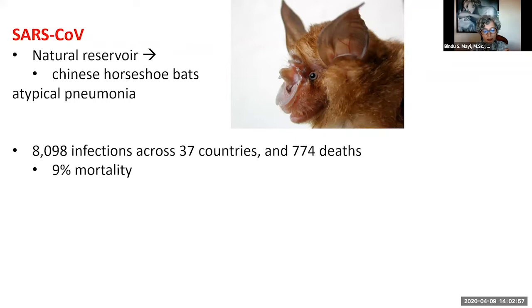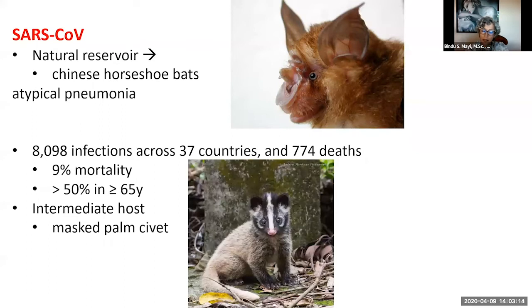Now, when we factored in age, people 65 and older had a higher mortality. So the mortality went up from 9% to greater than 50% in the elderly population. Okay, so how did it get to us from bats? There was an intermediate host, and that intermediate host was the masked palm civet.